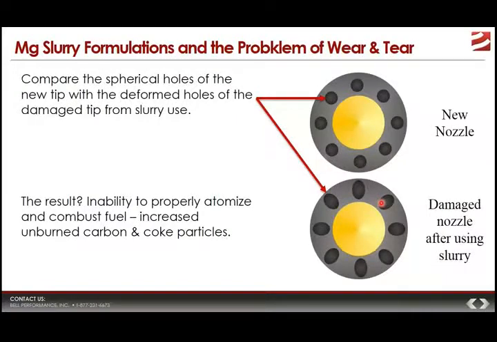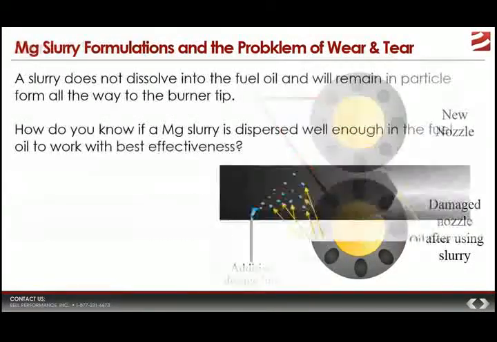Remember, these aren't the nozzles where the magnesium oxide is being injected. These are the nozzles of the oil guns for the HFO itself. And so over time, the magnesium oxide actually negatively affects the way that the fuel oil itself is injected into the burner. You don't get optimal injection, and that means you're not going to get optimal efficiency. You're going to get increased unburned carbon. You're going to get a higher level of coking particles, none of which is a good thing, none of which is an optimal situation.